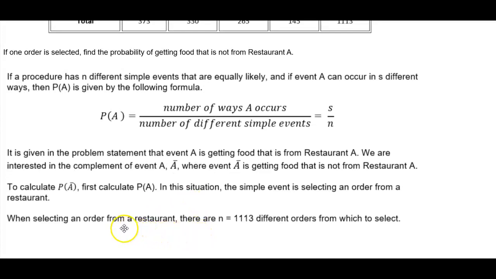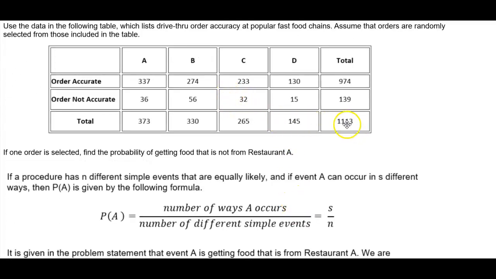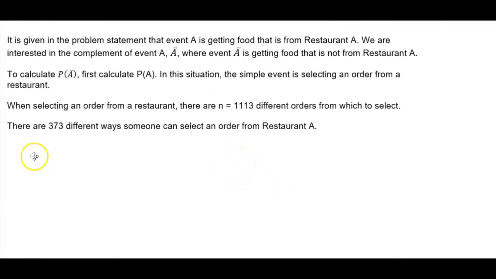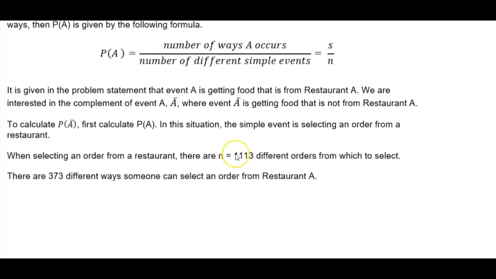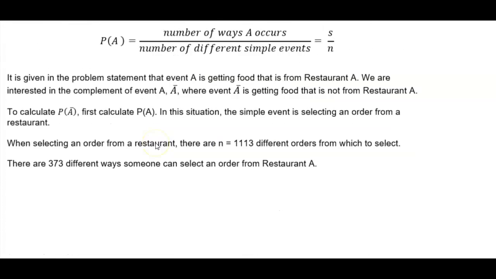So when selecting an order from a restaurant in the entire table, the total number is 1,113 different orders from which to select, because that's how many we have for the entire total. Now, there are 373 different ways someone can select an order from restaurant A, and you can see that from here. When we add the total amount in the column for A, we get 373.